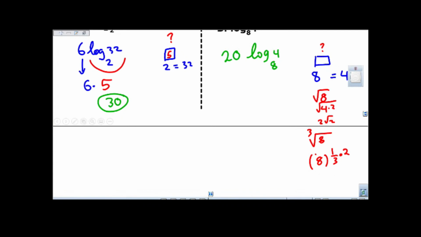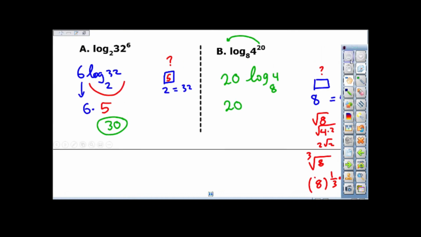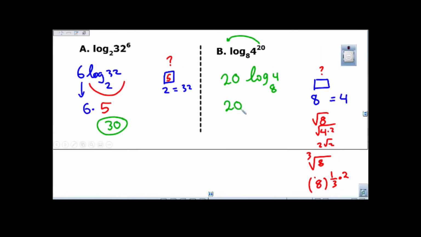So basically I have here 20 times the value for this one, which is 2 over 3. Let me choose a different color for that. 20 times 2 over 3. Well, how much is that? What do you mean, how much is that? I just have to multiply. 20 times 2 is 40 over 3. That's just the answer, 40 over 3.